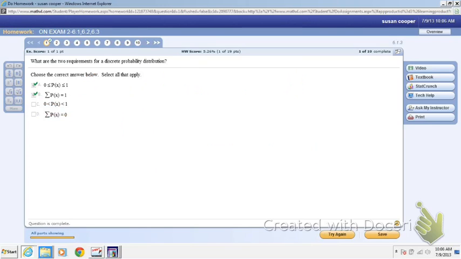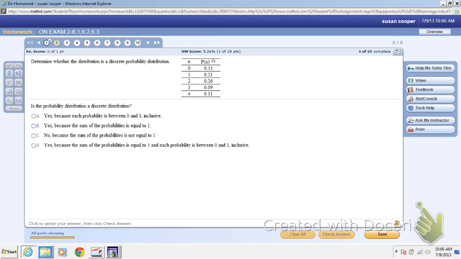Okay, let's take a look at number 2. Determine whether this distribution, now this will trigger your memory, is a discrete probability distribution. Well, the first thing you want to eyeball is these probabilities over here. They're non-negative, okay? And the sum of all the probabilities you want to check: is the sum of all the probabilities equal to 1? And I'll let you take a moment to add that up.